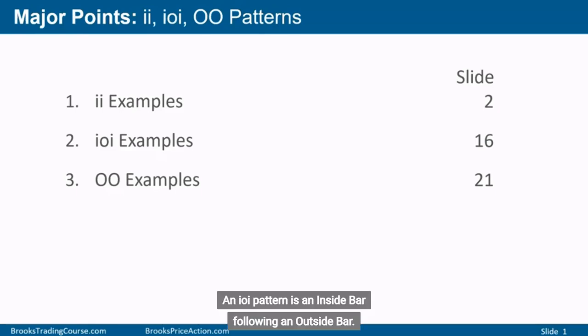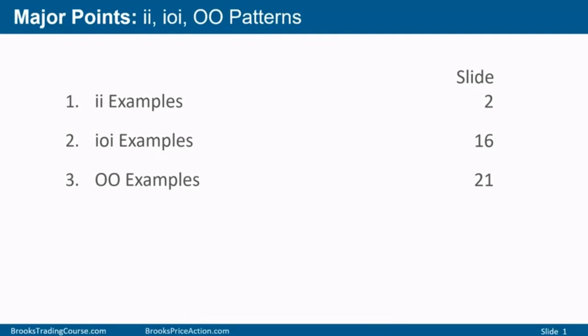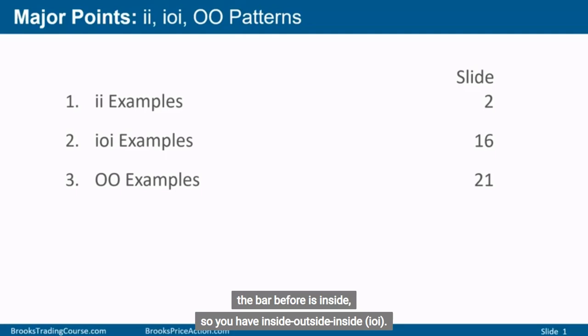An IOI pattern is an inside bar following an outside bar. An outside bar has a high at or above the high of the prior bar, and a low at or below the low of the prior bar. And therefore, the bar before the outside bar is inside of the outside bar. If you have an inside bar following an outside bar, the bar before is inside, so you have inside, outside, inside, IOI. And finally, I'll talk about OO patterns, consecutive outside bars.